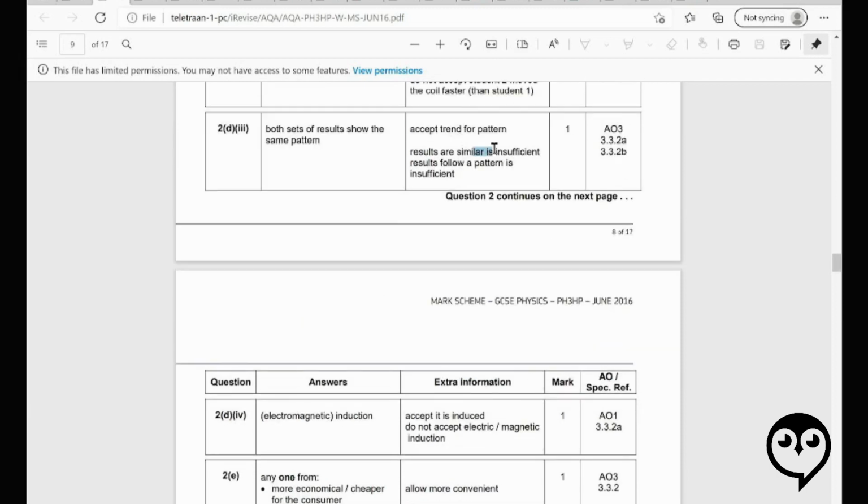Results are similar. Don't say they're similar. It's the same pattern. It's not about the numbers being similar. It's about showing the same path when you were to graph those numbers.